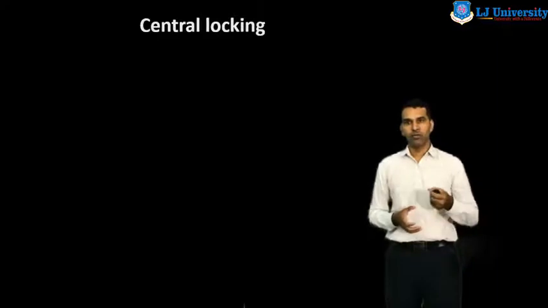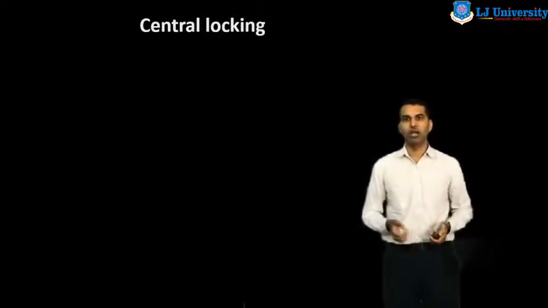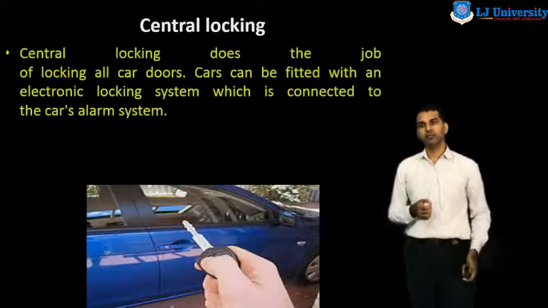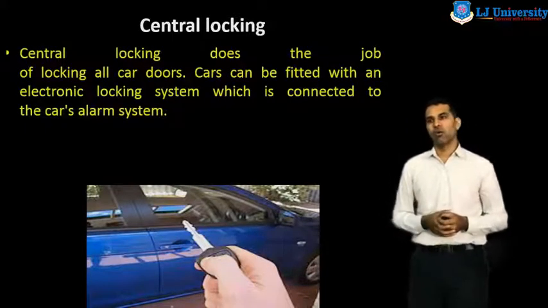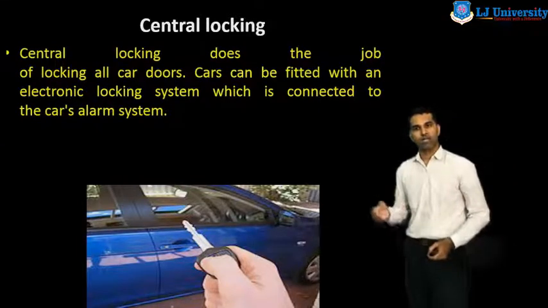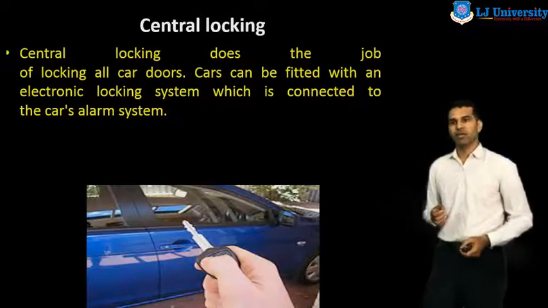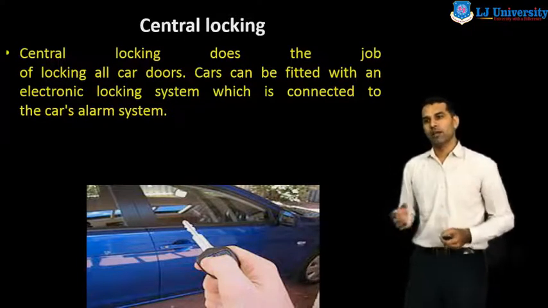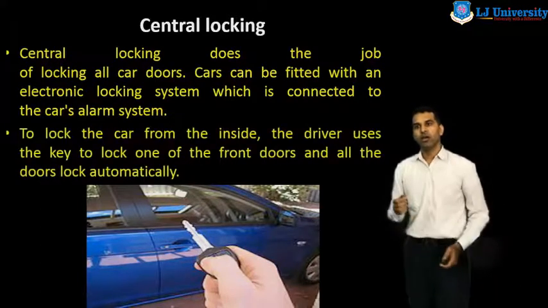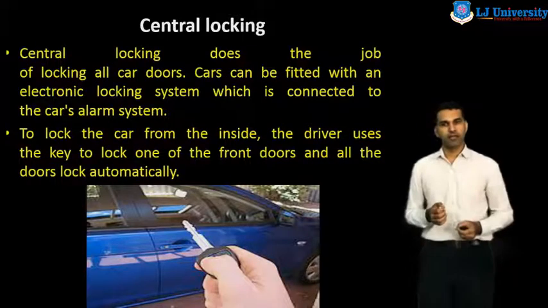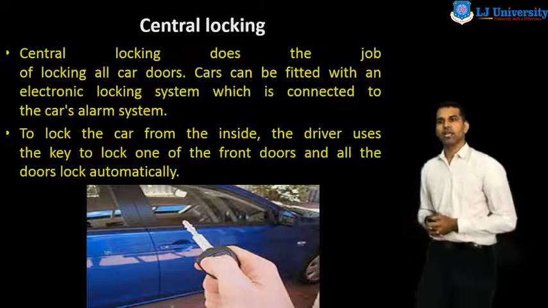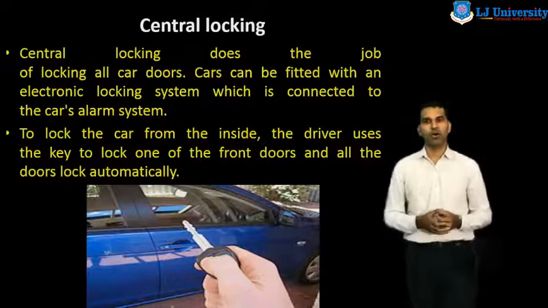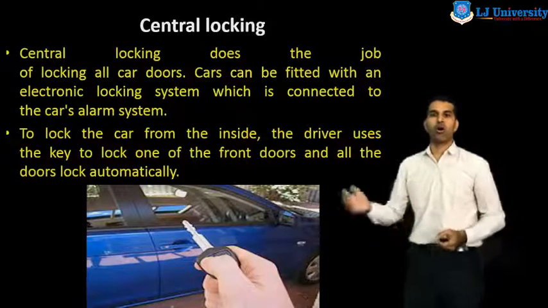We all know that in today's car this system is available. That means central locking, and we can directly lock, or a remote lock system is available. Now we understand this. The central locking does the job of locking all doors, or we can say all the car doors can be fitted with an electronic locking system which is connected to the car's alarm system. To lock the car from the inside, the driver uses the key to lock one of the front doors and all the doors lock automatically.